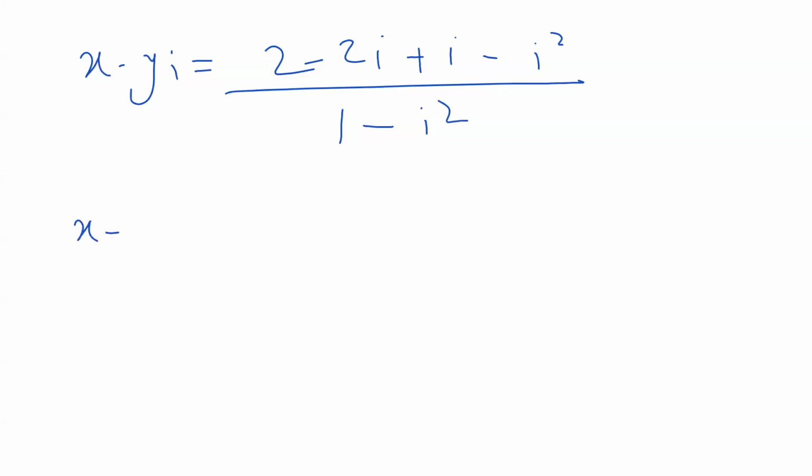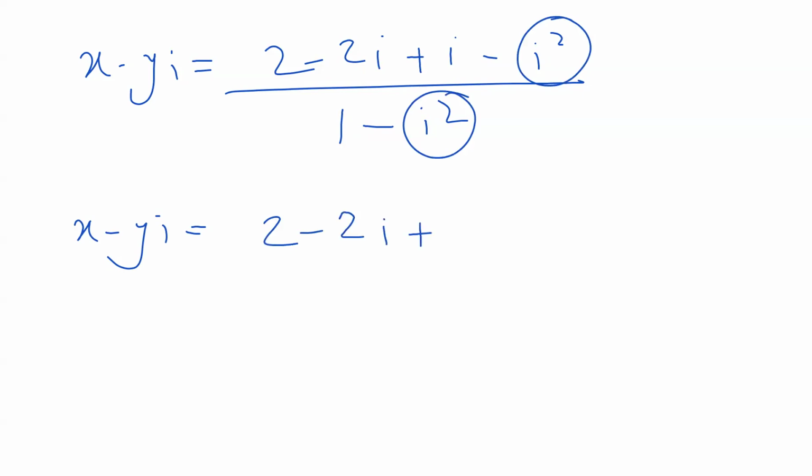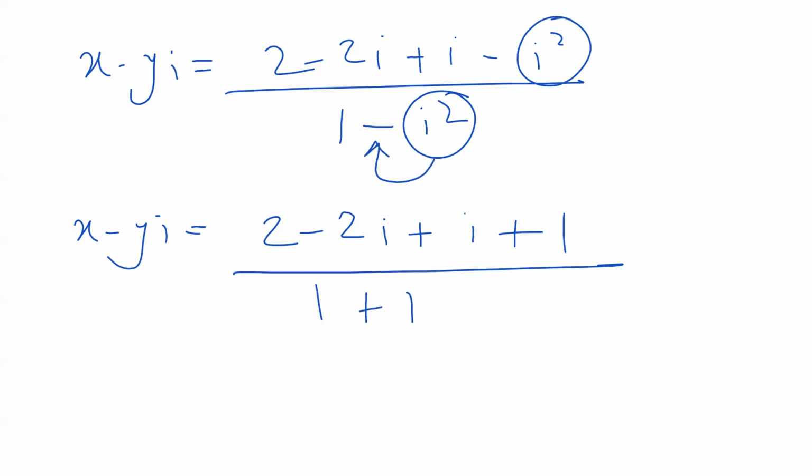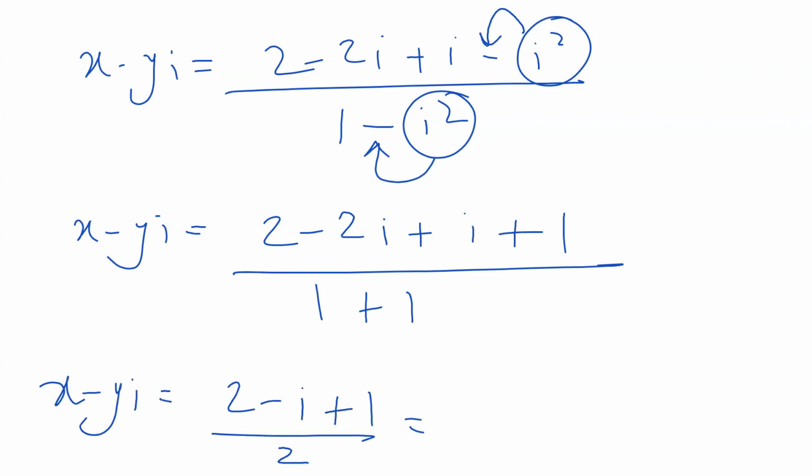Now i square is minus 1. So minus minus in numerator as well as denominator will be plus 1. So x minus yi is equal to 2 minus i plus 1 upon 2. So 3 minus i upon 2, that is 3 by 2 minus i by 2. So the real part is 3 by 2 and the imaginary part, that is the complex part, is minus 1 by 2. I hope you understood this.